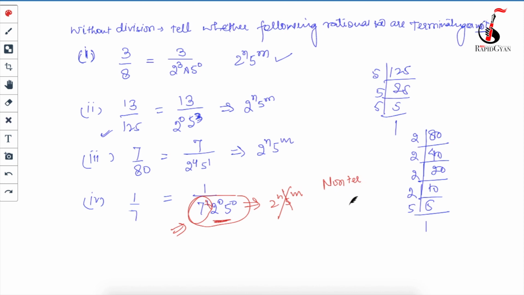So if in the denominator, apart from 2 and 5, any other prime number comes in the prime factorization, which is neither 2 nor 5, then that particular rational number is a non-terminating and repeating decimal. They are non-terminating and repeating. Hope you guys understand this.